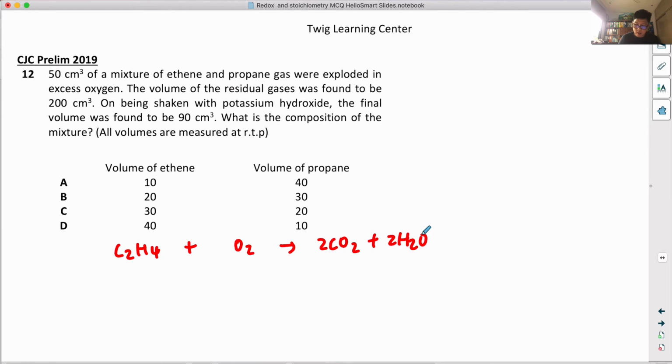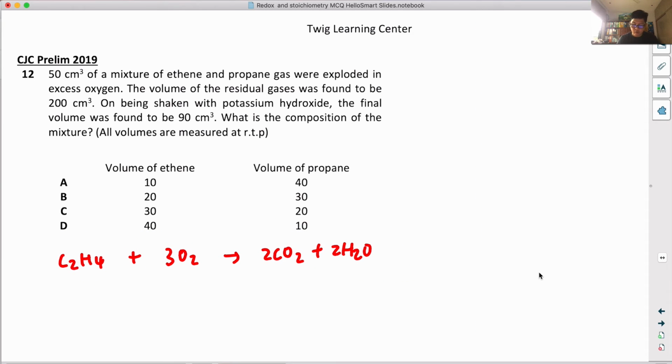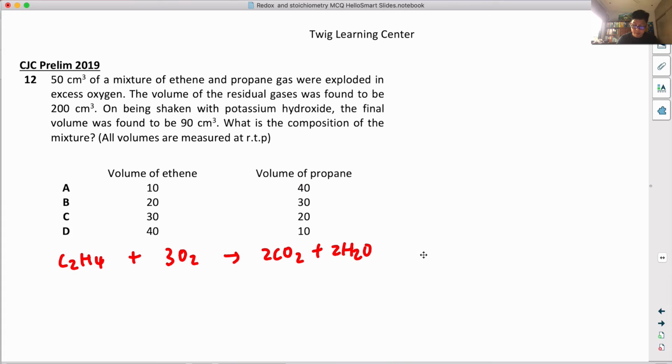Alright, so first equation. This is the balanced equation for the first one. Sorry, just let me move it a bit. For the second equation, it will be propane. Propane is C3H8, plus O2 to give you 3 CO2 plus 4 H2O. So 4, 6, so this should be 5. This is the propane gas equation that you should be writing.